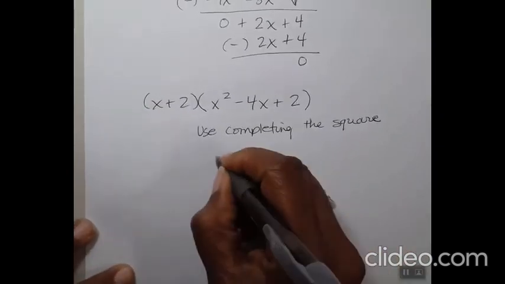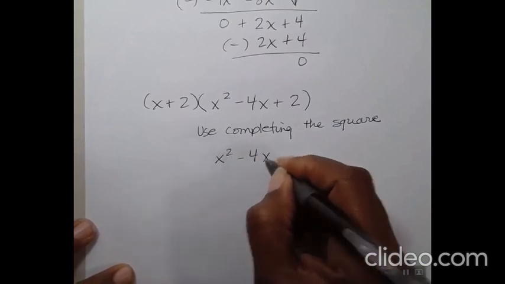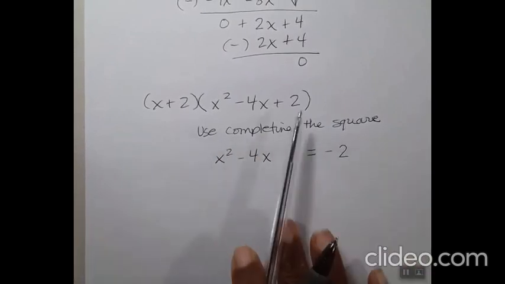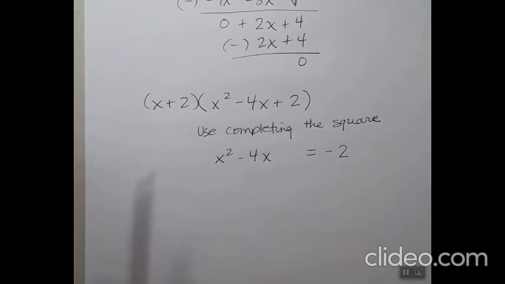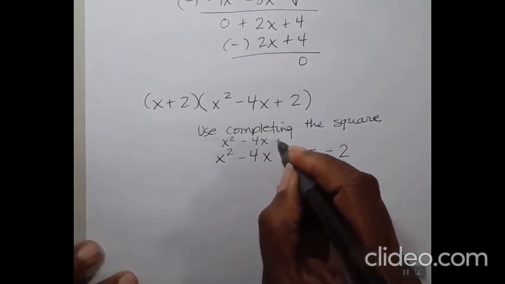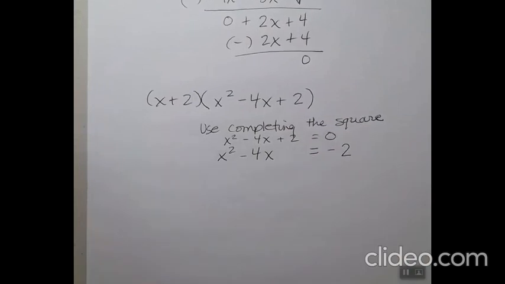That means we're going to take x squared minus 4x, and we're going to set that equal to negative 2. By negative 2, we just move this positive 2. Let me show one more step in here. X squared minus 4x plus 2 equals 0. Here we go. And we're moving this 2 over to the other side, so that way we can save room here to complete the square.